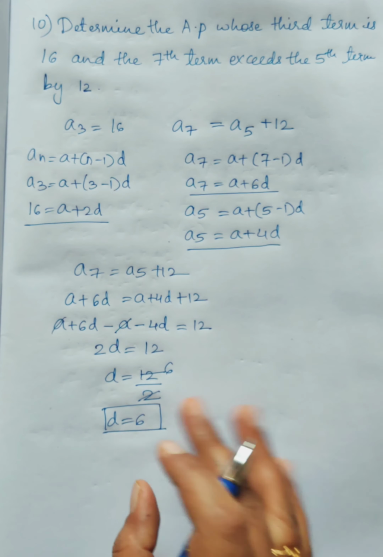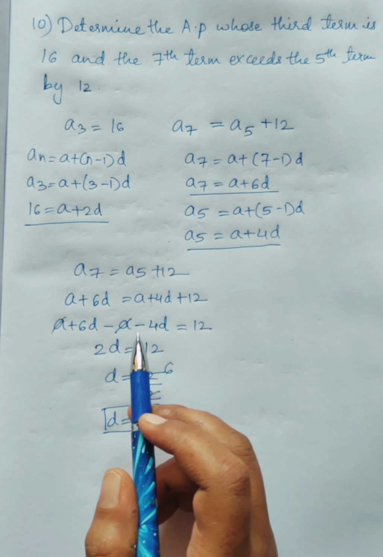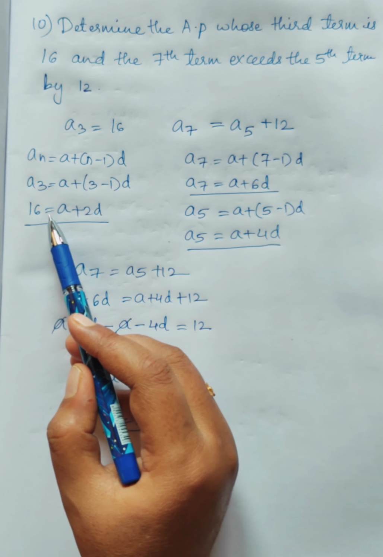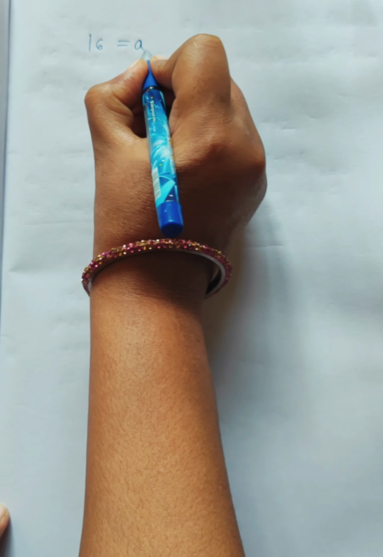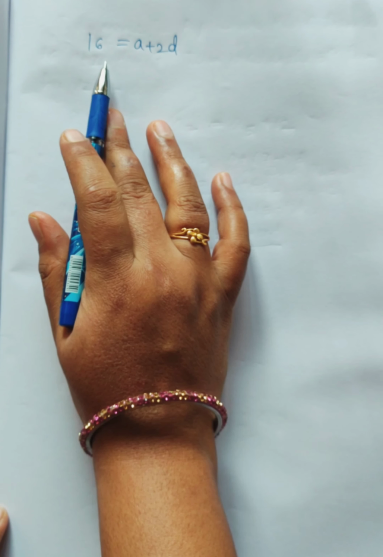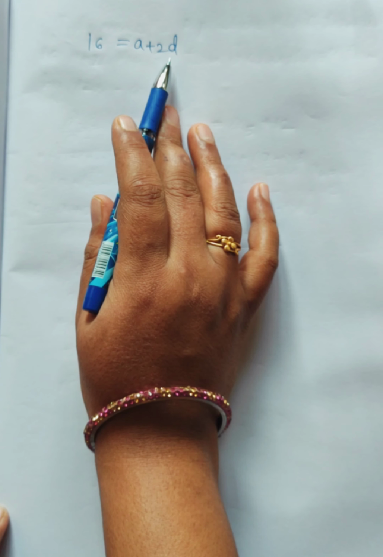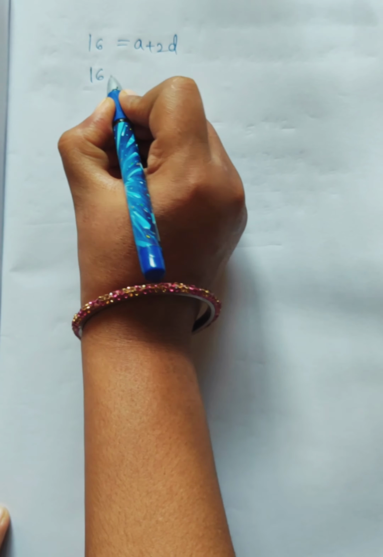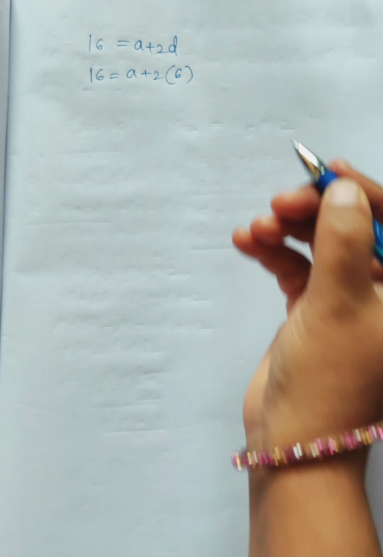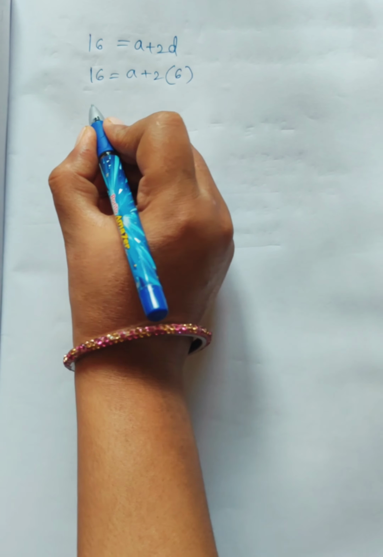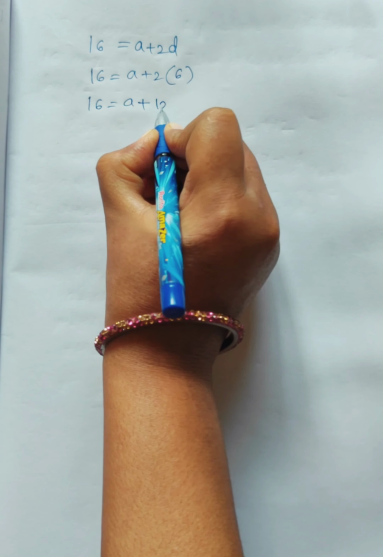Next I need to find the first term. To find the first term, I am going to take this equation. So 16 is equal to A plus 2D. This is the value of A3. 16 is equal to A plus 2D. So what I am going to do is substitute the value and find the value of A. 16 is equal to A plus 2 into D, D is 6.